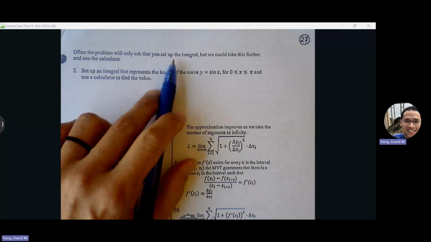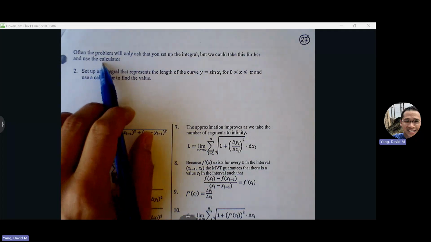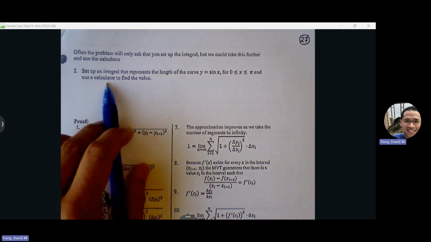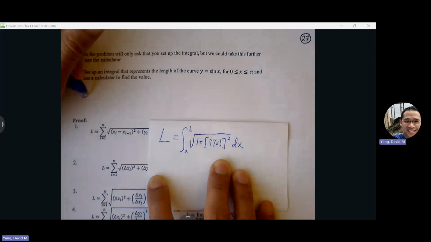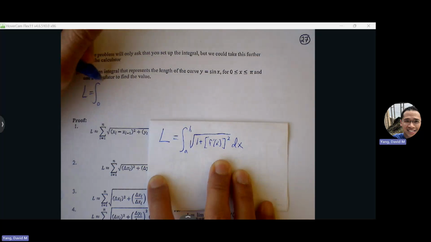Often the problem will only ask you to set up the integral, or you may have to use a calculator to actually plug in and find the arc length. So number 2 is to set up an integral that represents the length of the curve y equals sine of x, between 0 and pi, and use a calculator to find the value. So here we can just put it directly into our formula. A and b, 0 and pi.